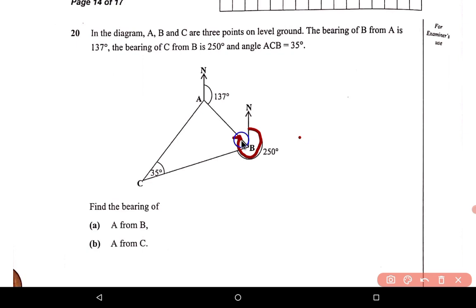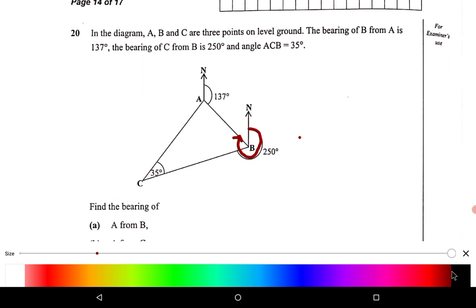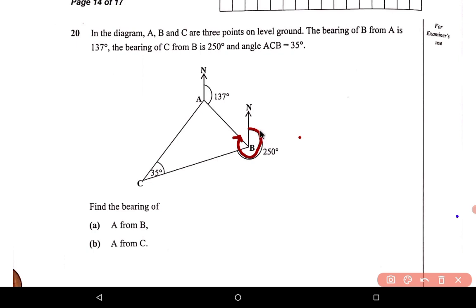So this bearing here. Already from here, if I use blue, just this part here, it is what? 250, we are told 250. So we just need to find this remaining part which is inside here. And then we add, that will give us our answer.